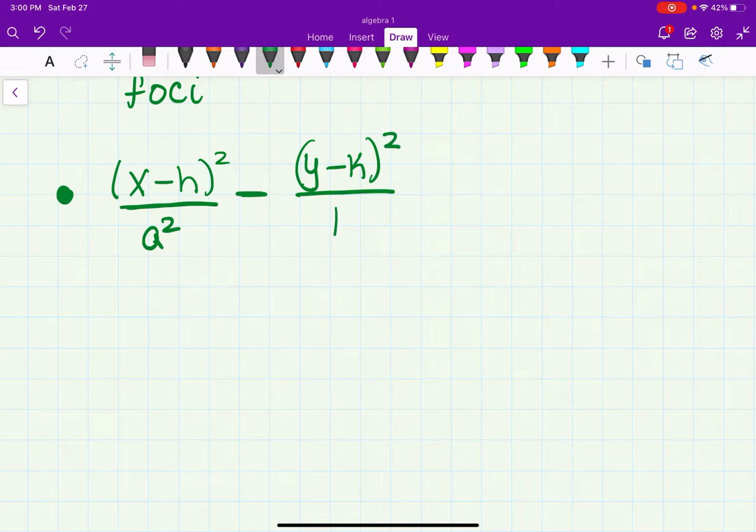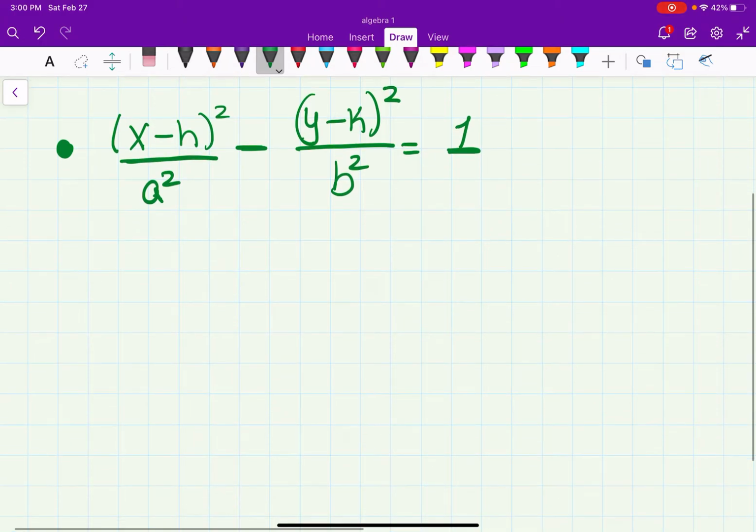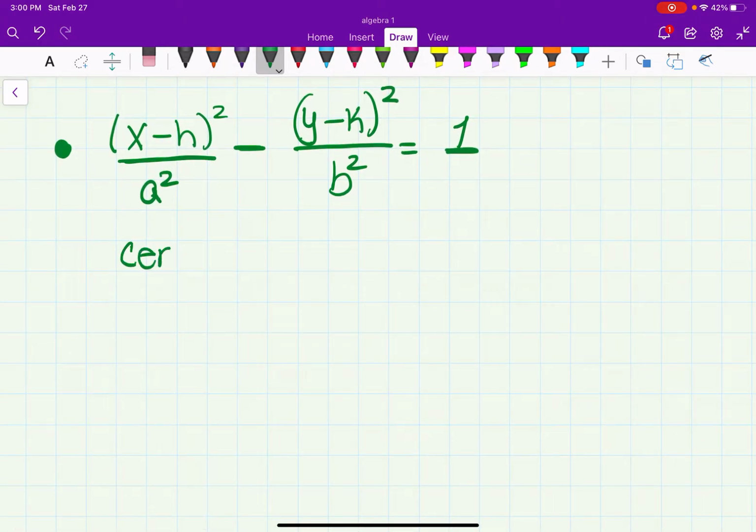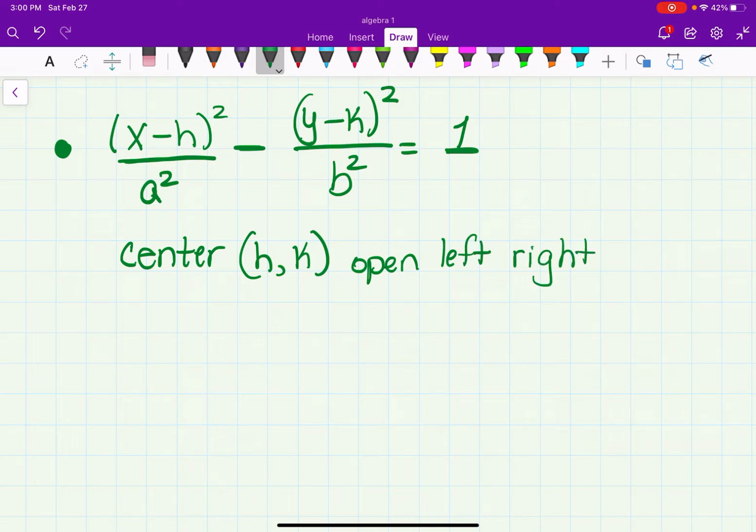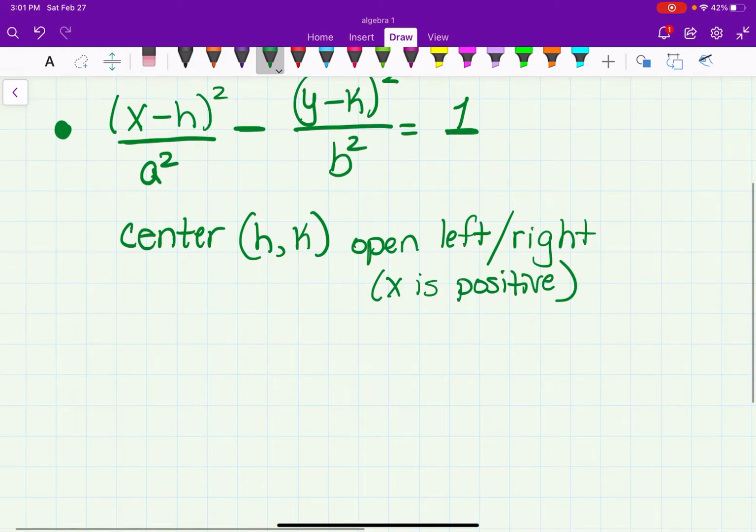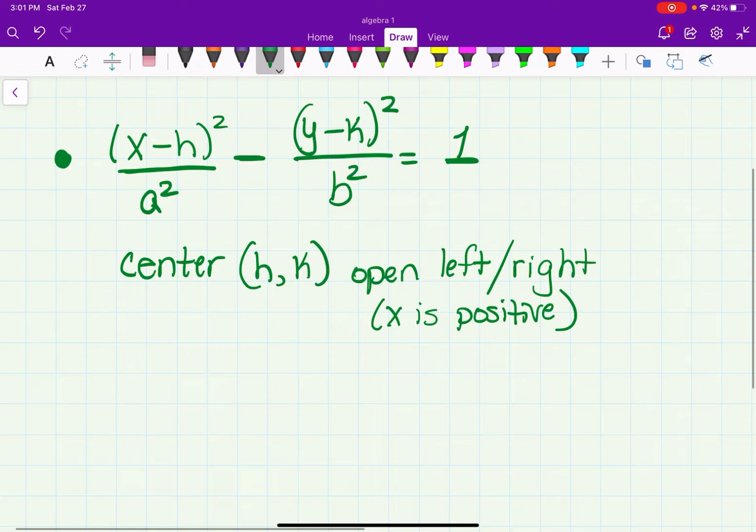Again, it has a denominator like before, like an ellipse, and it has to equal 1. You're going to have a center at (h, k), and this is going to open left, right. That is because the x is positive. If the x is positive, we're going to open left, right. So the x group is positive, so it's going to open left, right.